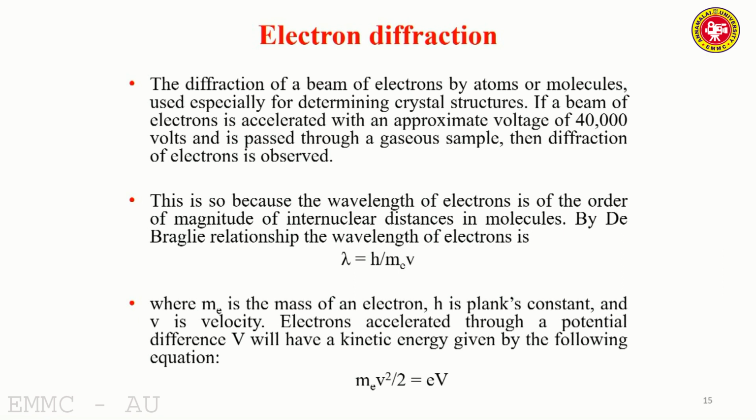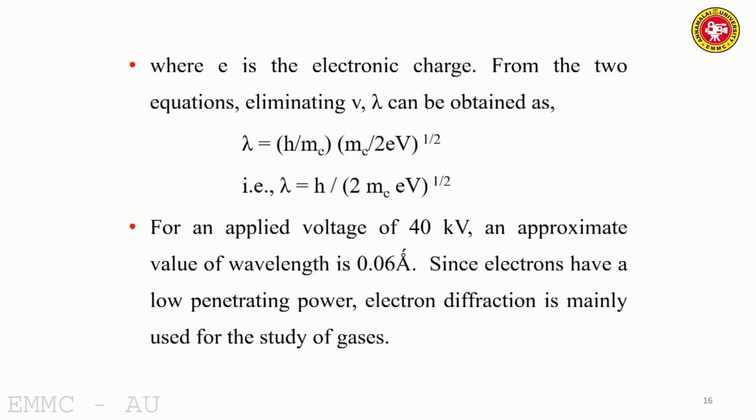This is so because the wavelength of an electron is of the order of magnitude of internuclear distances in molecules. By the de Broglie equation, the wavelength of an electron is lambda equal to h by mv. m is the mass of the electron, h is Planck's constant, v is velocity. An electron accelerated through a potential difference V will have a kinetic energy given by the following equation: mv squared divided by 2 equal to eV, where e is the electronic charge.